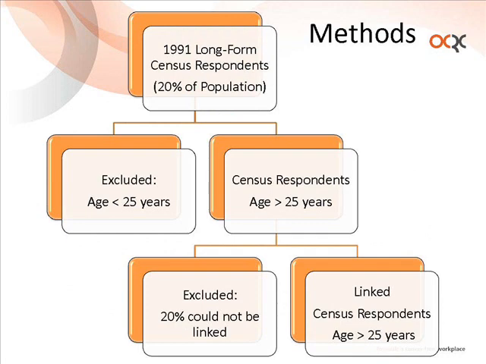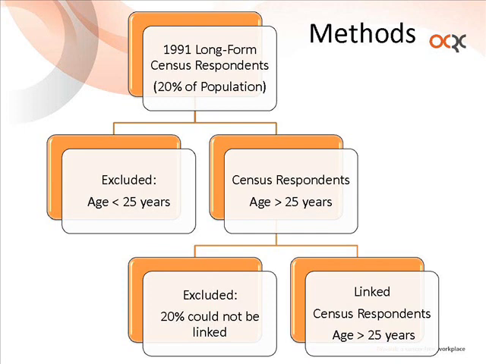So what we start with is the long form census, which unfortunately was axed, so the last long form would have been 2006 now, and represents about 20% of the population. For this particular thing, they excluded people who were less than 25 years of age. So the census respondents that were sent for linkage were 25 years of age or older, and about 20% of those couldn't be linked by probabilistic record linkage that uses a combination of name, age and geographic location. But about 80% of this population was linked, which is useful.